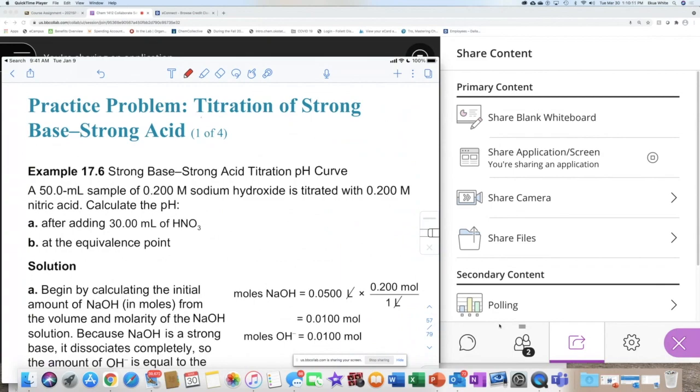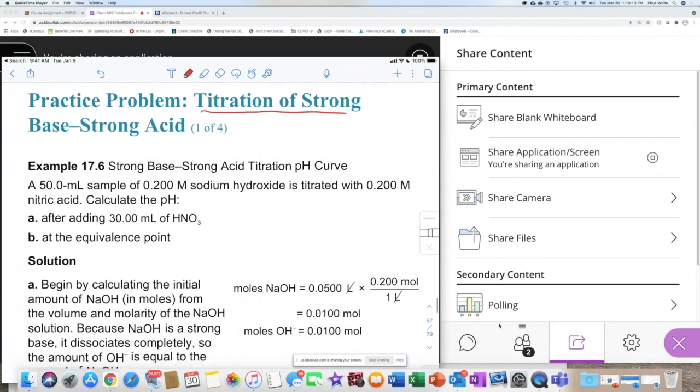We're trying to solve a titration problem between a strong acid and a strong base. So we have a 50 milliliter sample of 0.2 molar sodium hydroxide that is titrated with 0.20 molar nitric acid. Calculate the pH. They want us to figure out the pH after adding 30 milliliters of nitric acid.